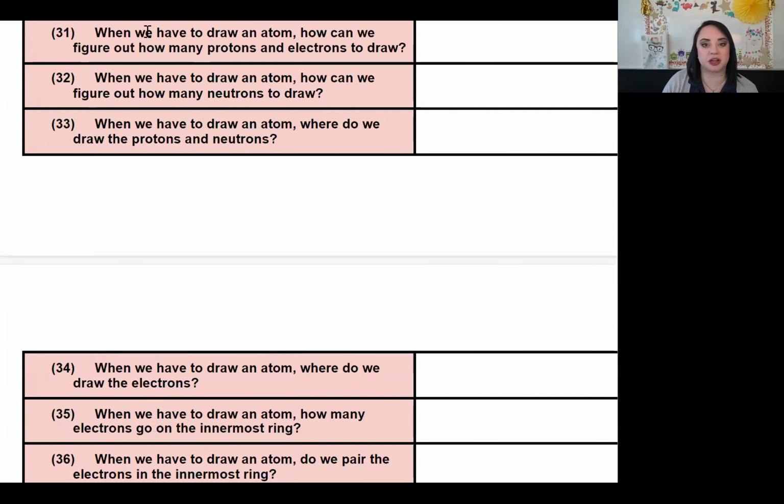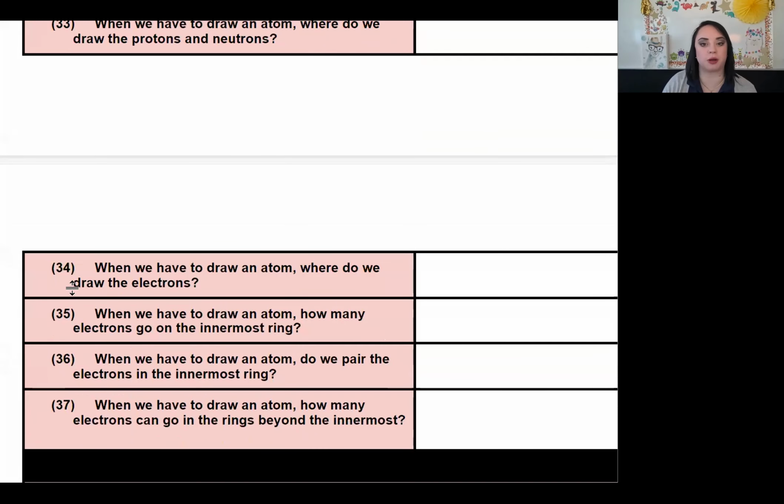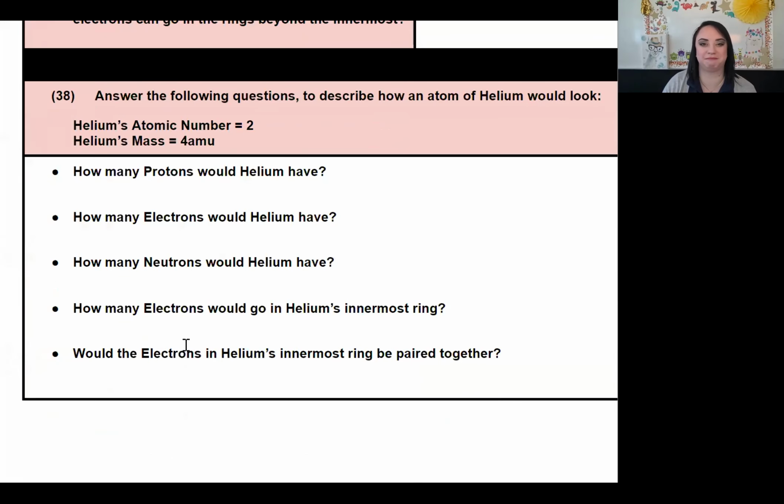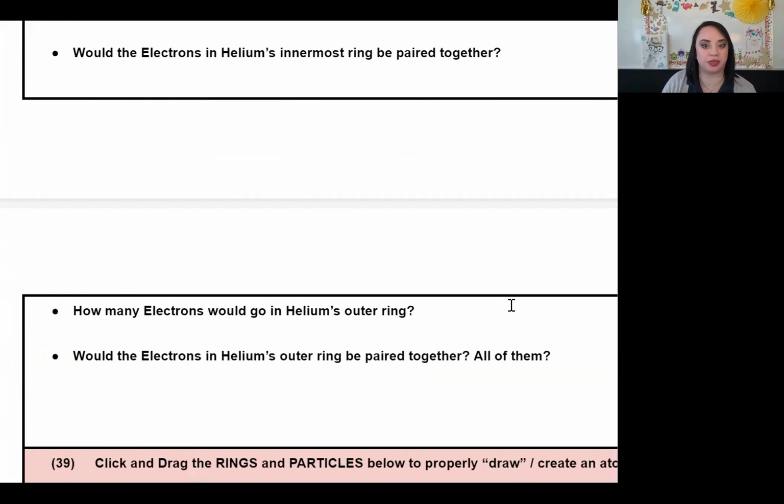And then the last chunk here, we look at drawing an atom. So when I draw an atom, how do I know how many protons and electrons to draw? When we have to draw an atom, how can I figure out how many neutrons to draw? Where do I place them? And then if I give you some atoms, could you just describe to me how many of each type of particle it would have and where we would put them?